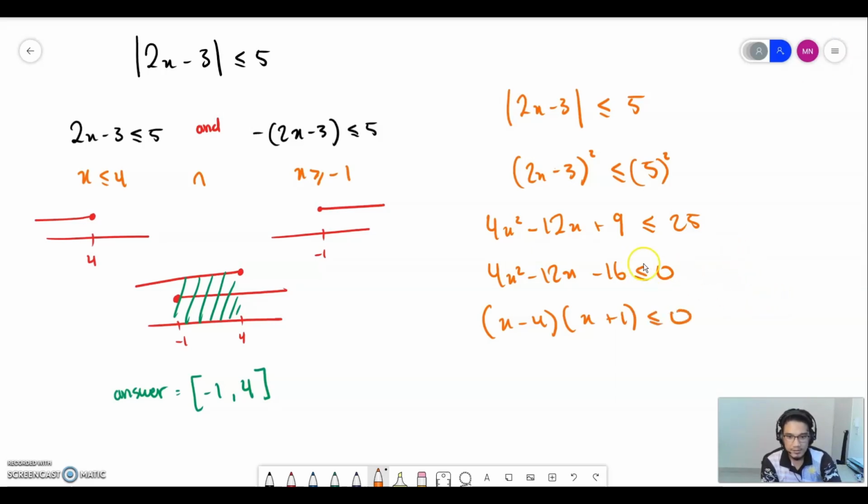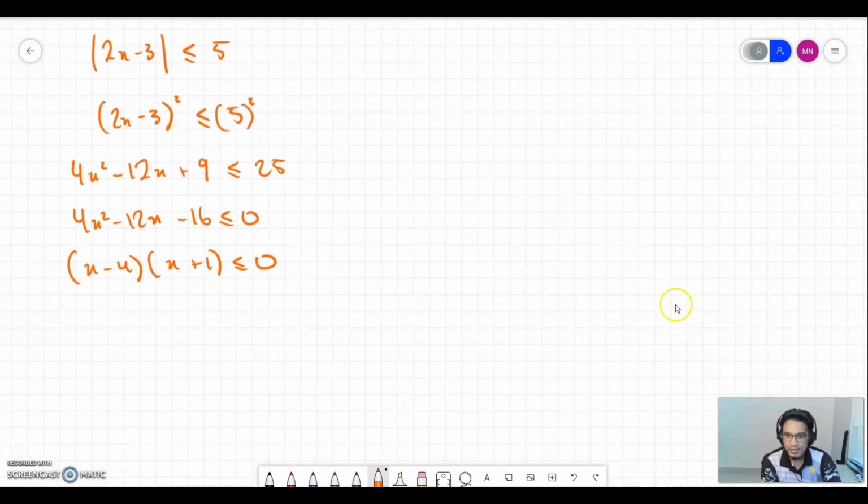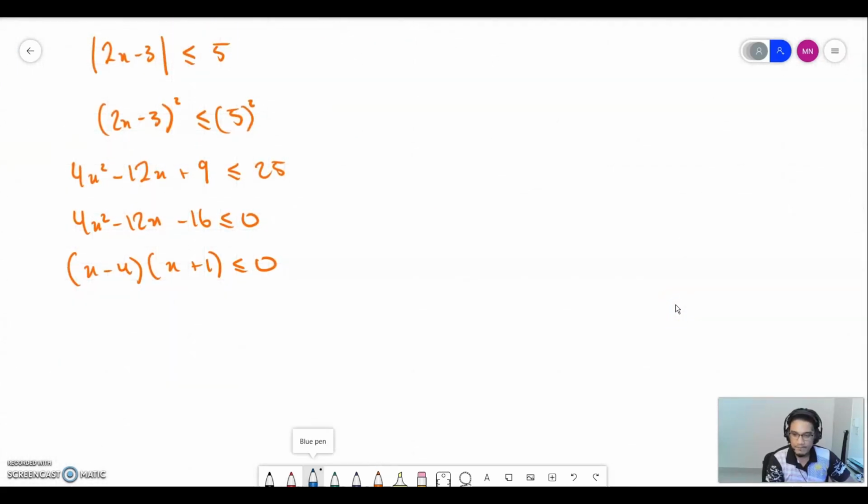Next we do the real number theorem. We have x minus 4 bigger than 0. Then we have x plus 1 bigger than or equal to 0. So then we have x bigger than or equal to 4, and x is bigger than negative 1.